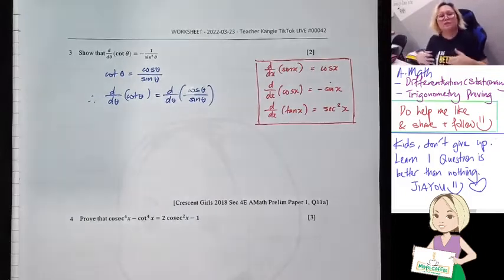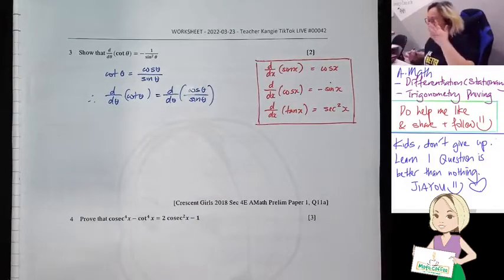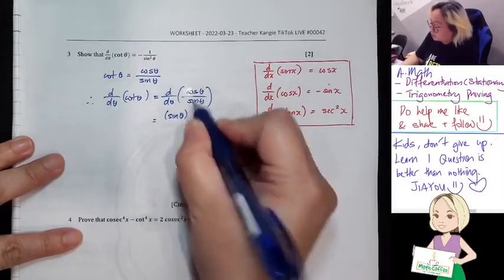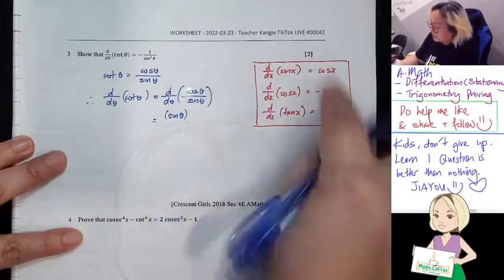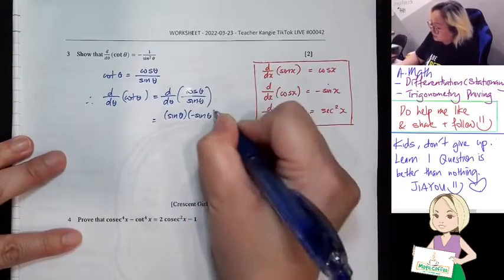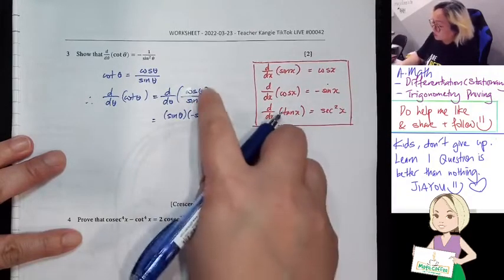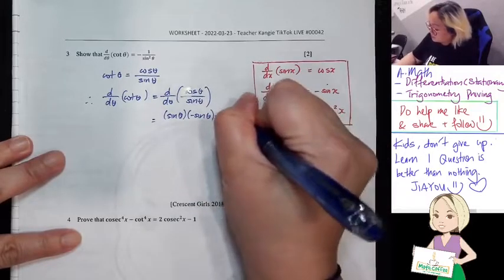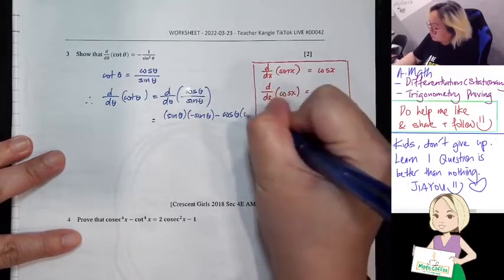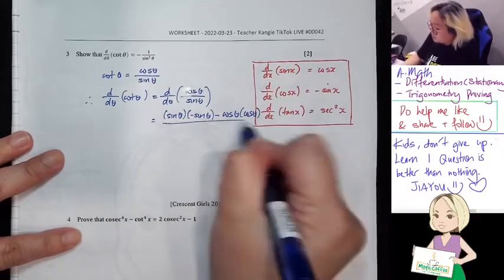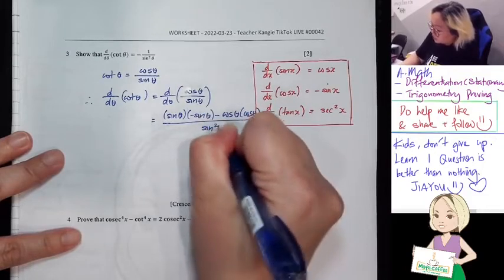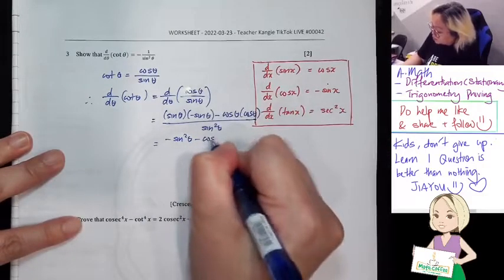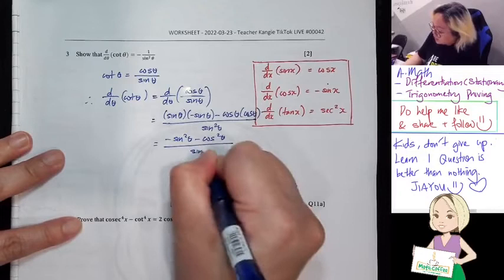Then the bad news is we have to use quotient rule. So keep the bottom, which is sine theta, differentiate the numerator, which is minus sine x. So it is minus sine theta. This one is x, but this one is theta, so you got to use accordingly. Then minus, keep top, differentiate the bottom, which is cosine theta, over bottom square, so it's sine square theta. So I have minus sine square theta minus cosine square theta over sine square theta.